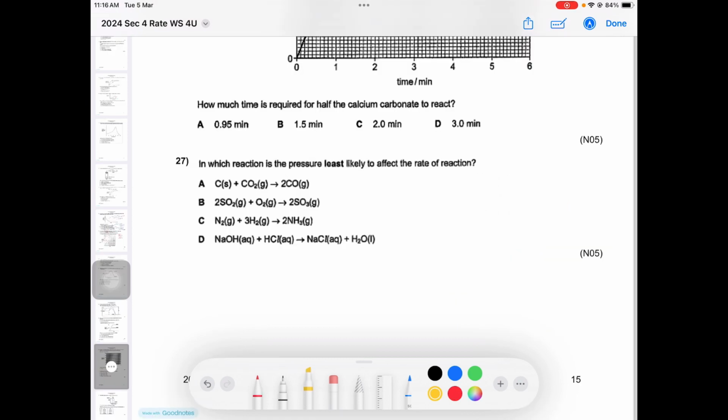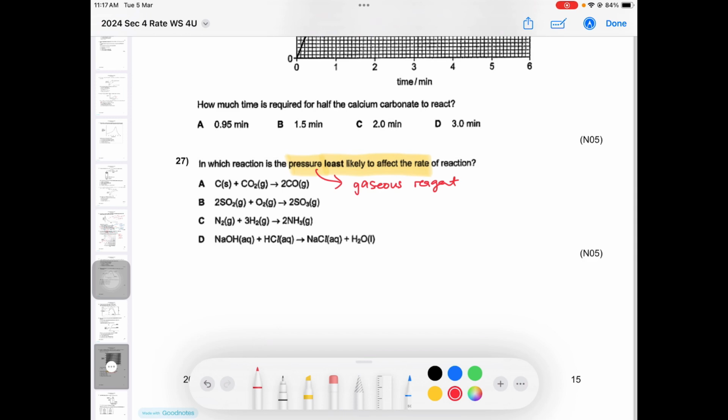Question 27 is asking you, in which reaction is pressure least likely to affect the rate? If you recall what we did in the previous lesson, when we change the pressure, we're usually changing the pressure of a gaseous reagent. So the factor of pressure is applicable only to reagents that are in the gaseous state. So least likely to affect means will not affect.